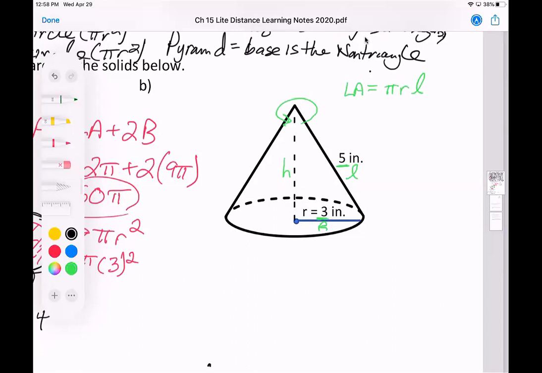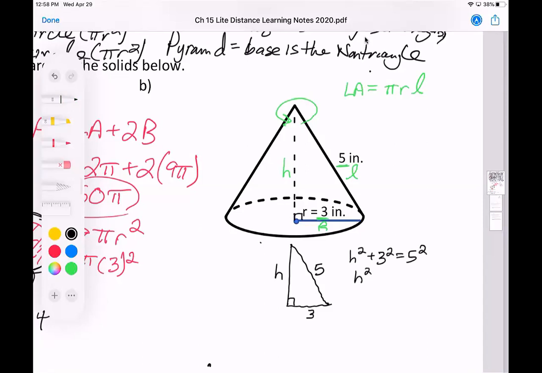So notice we have a right triangle where the radius is 3, the slant height is 5, and we're looking for the height of the cone. We can always assume in this course that it's a right triangle. The height should be perpendicular to the base and meeting at the center of the circle. So to find that, we can use the Pythagorean theorem. h squared plus 3 squared equals 5 squared.